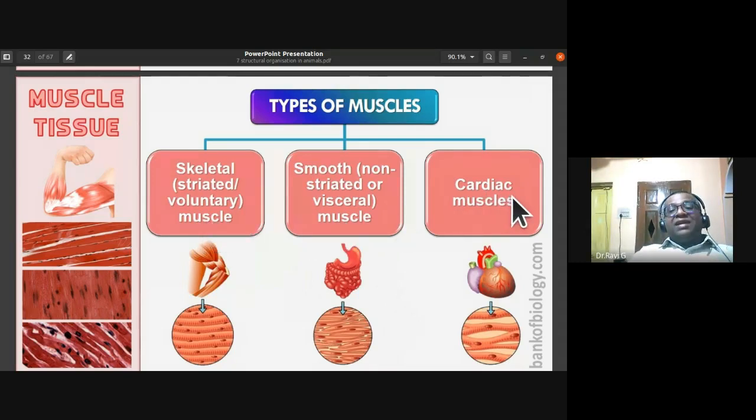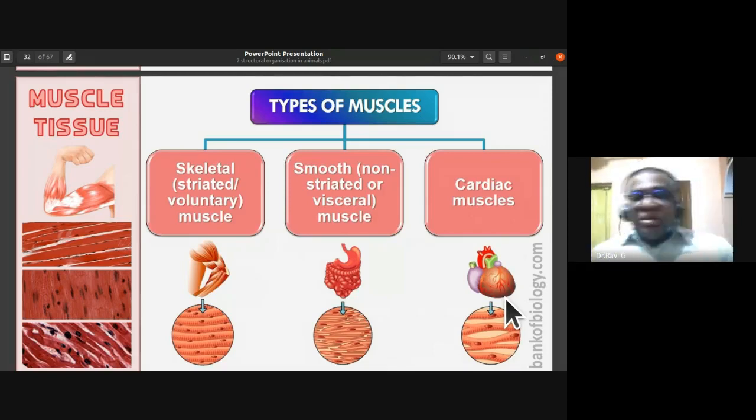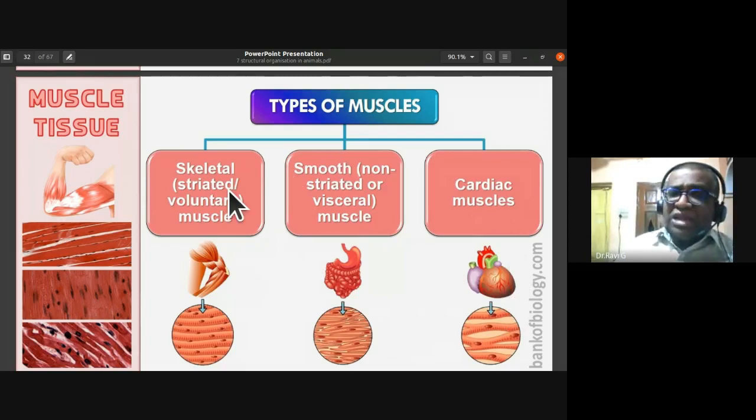Then cardiac muscles, they are found in the heart. Cardiac muscles also exhibit striations. Cardiac muscles are branched. For the first time you notice branched muscles, and they have intercalated discs, which are not found in the other types of muscles. Cardiac muscles have the properties of both skeletal and smooth muscle. Cardiac muscles are involuntary in function, we cannot control them, but they do not undergo fatigue.